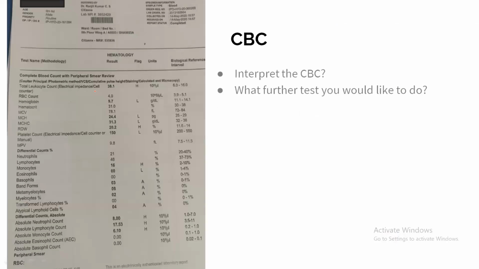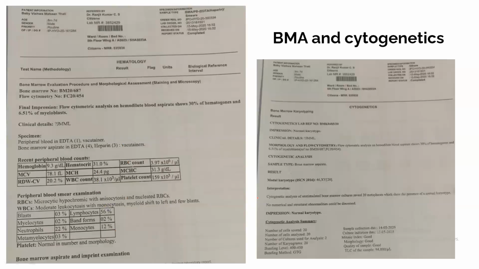And his CBC, if you look, he had a 38,000 WBC count, 9.7 was the hemoglobin, platelet count was normal. In the differential count, his monocyte count was extremely high, 16 percent. Absolute monocyte count was 6,100. So the peripheral smear will give us a clue. What are we actually dealing with in this kid, such a small kid, 3 months old, presenting with an absolute monocyte count of 6,100? Probably we are dealing with a monocytosis. So how to evaluate monocytosis in such a small kid?